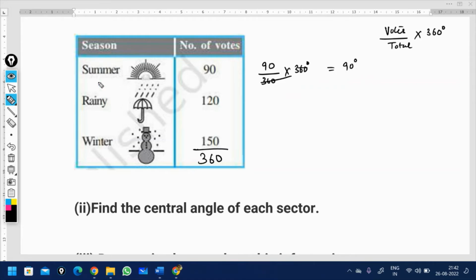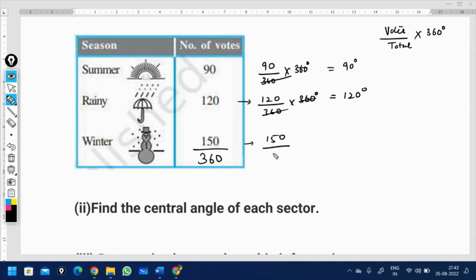So the first sector that we will be drawing will be of 90 degrees, and the second, now let's look at the rainy season. So 120 votes were casted out of 360 votes, and we multiply it to find the angle of the sector. When we again reduce, this will be 120 degrees.